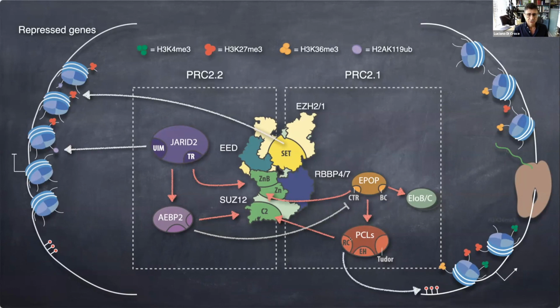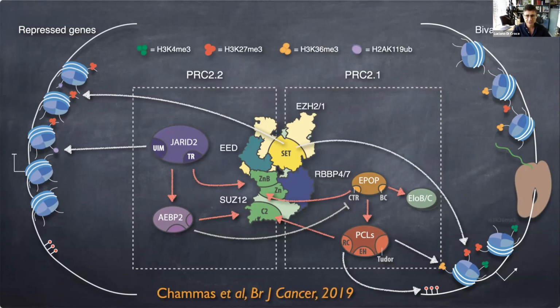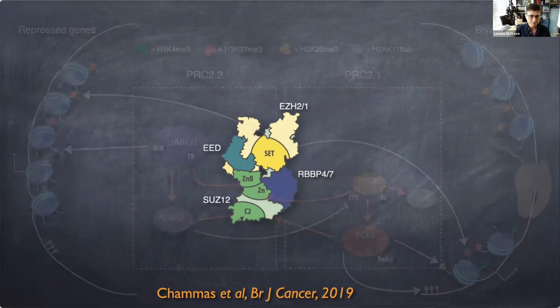Vice versa, if we look at PCL protein, I also told you before that it can recognize not only unmethylated CpG islands, but also active marks like H3K36 dimethylation and trimethylation. And this combination of CpG islands and active marks, together with repressive marks deposited by EZH2, appears to be present at bivalent genes. This is a set of genes which are important for cell development and differentiation.